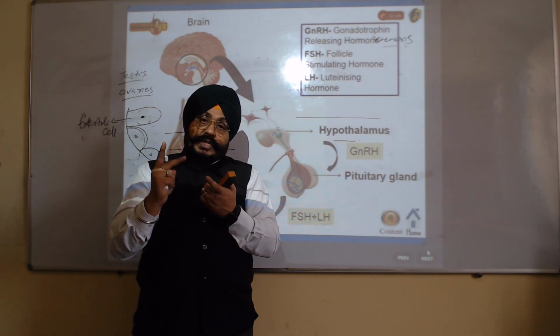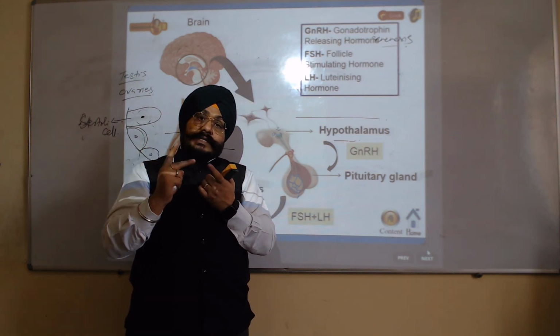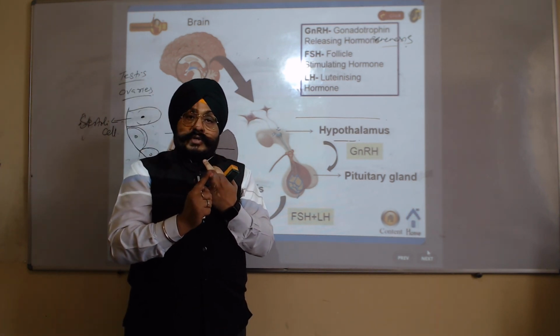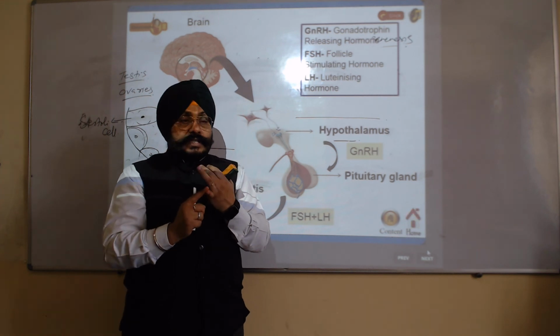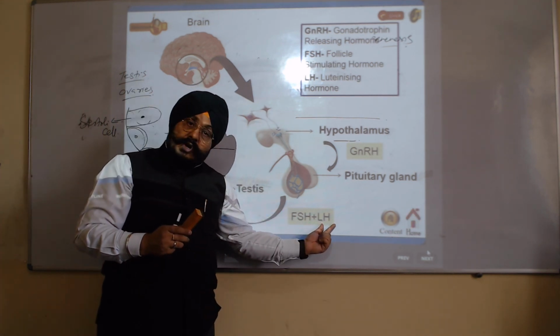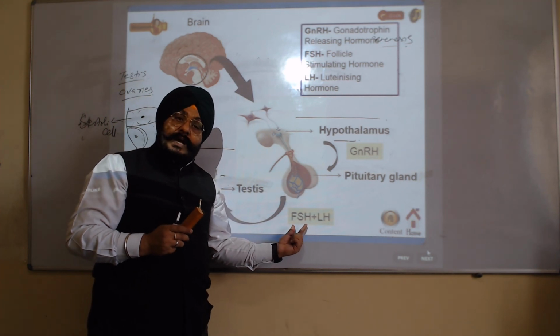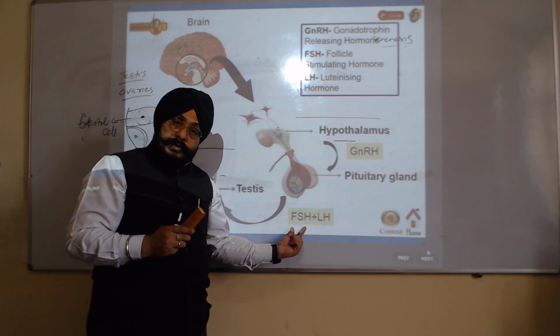And these processes are divided into two parts. One is spermatogenesis and the other is spermiogenesis. Spermatogenesis is controlled by luteinizing hormone, whereas spermiogenesis is controlled by follicle stimulating hormone.